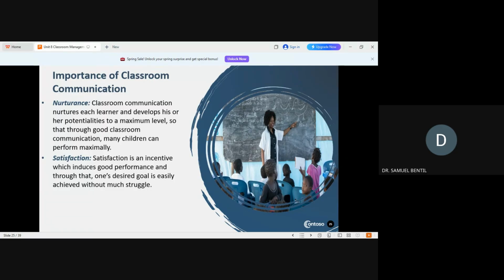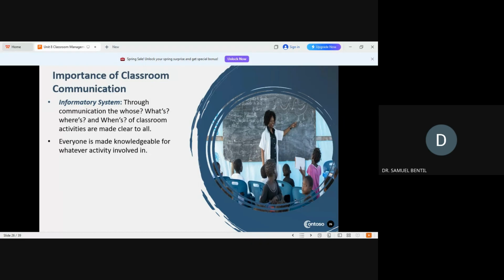It also nurtures students as well, because classroom communication nurtures each learner and develops his or her personality to a maximum level, especially how they are also supposed to talk, their presentations, their oratory, their writing, among others. So that through good classroom communication, many children can perform maximally. It also brings satisfaction. Satisfaction is an incentive which induces good performance, and through that, one's desired goal is easily achieved without what? Struggle. Without struggle.